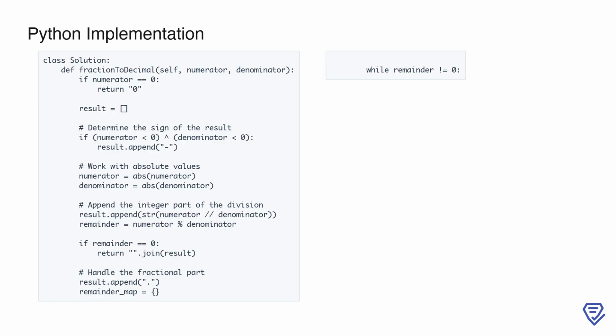After that, we calculate the integer part of the division using floor division and append it to the result as a string. We also calculate the remainder using the modulus operator. If the remainder is 0, it means the division is exact, and we can return the result as a joined string immediately. However, if there is a remainder, it indicates we have a fractional part to handle, so we append a decimal point to the result and set up a dictionary called remainder_map to keep track of remainders we encounter as we process the decimal part.